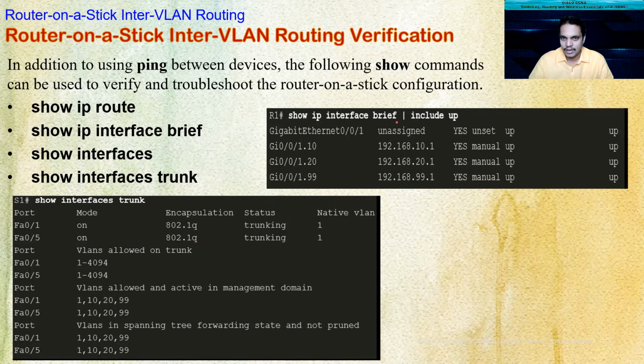If you say show ip interface brief and include up, which interfaces are up, it will show you the subinterfaces and the IP addresses assigned. And if you want to check whether you have assigned all the trunk ports in the right way or not, you just type in show interfaces trunk. Then it will show you what are all the trunking interfaces and what the native VLAN setup is, and all the other information. So this way you can troubleshoot. You can verify whether everything is configured in the right way or not, whether there are any mistakes made.